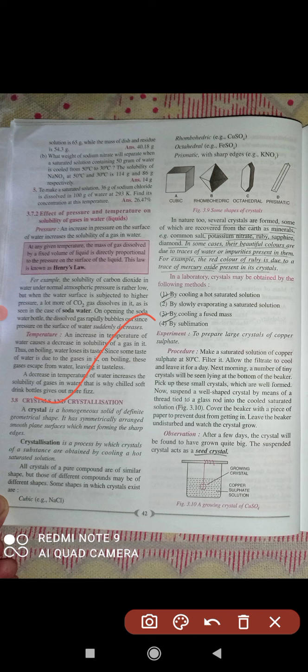So students, a crystal is a homogeneous solid of definite geometrical shape. It has symmetrically arranged smooth plane surfaces. Of course it has a proper shape, just like you can see here, cubic. Some crystals are rhombohedral, some are octahedral, some are prismatic. Why different compounds have these types of shapes, you will learn in class 11.